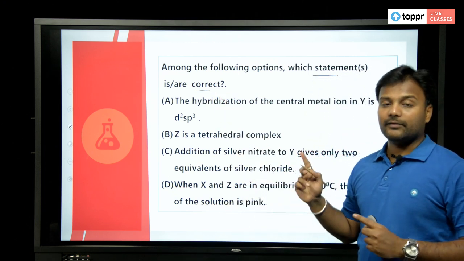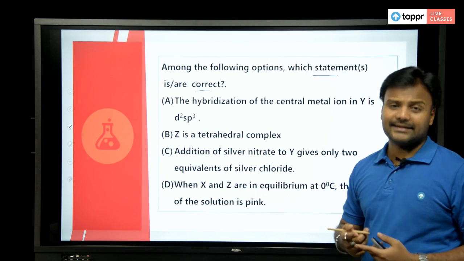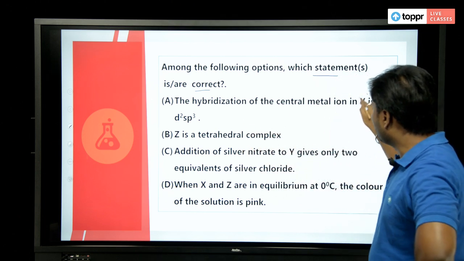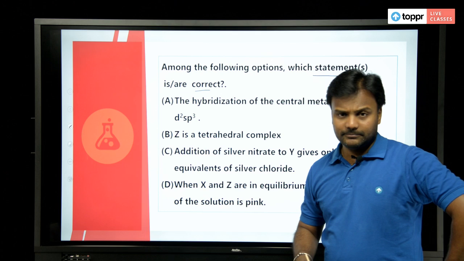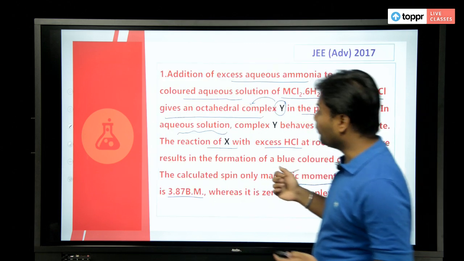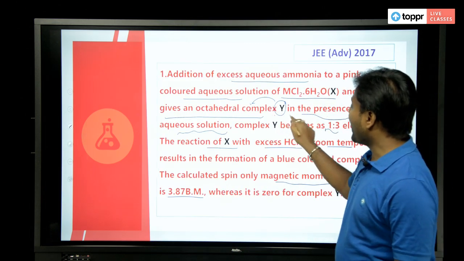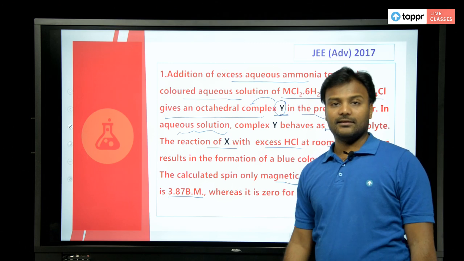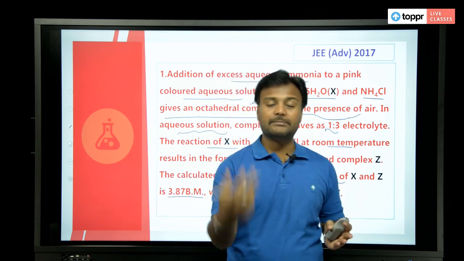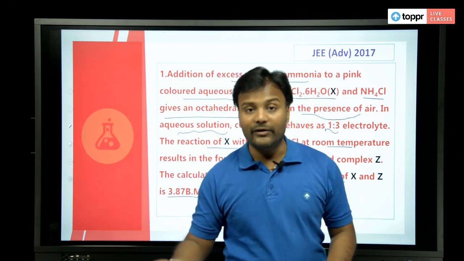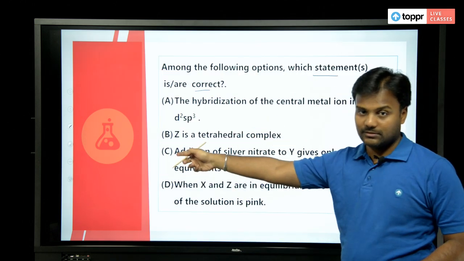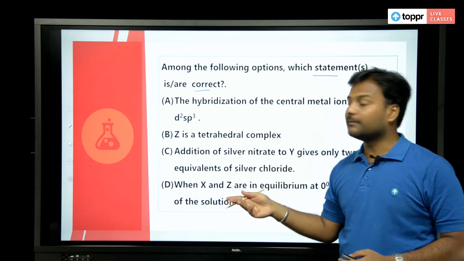Remember, for this question there is more than one correct answer. What are the statements given to you? The hybridization of the central metal ion in Y is d2sp3. Should I consider this or not? We have to consider it. Why? Because Y is an octahedral complex, so it can be either sp3d2 or d2sp3. We need to cross check, we cannot eliminate this option directly.